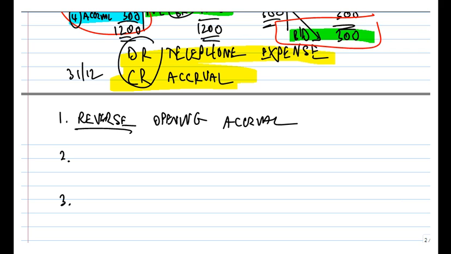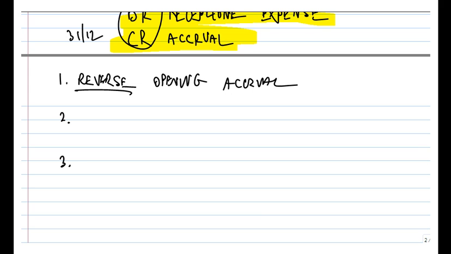So to set up the accrual, which was at the end of the first year, if you remember, we debited the telephone expense, credited the accrual. At the beginning of the following year, and you'd literally do this on the 1st of January, you'd reverse out your accruals, you just post the opposite. So we'll now debit the accrual and credit the telephone expense. And we'll see exactly why that needs to happen when I start pulling my ledger accounts together.